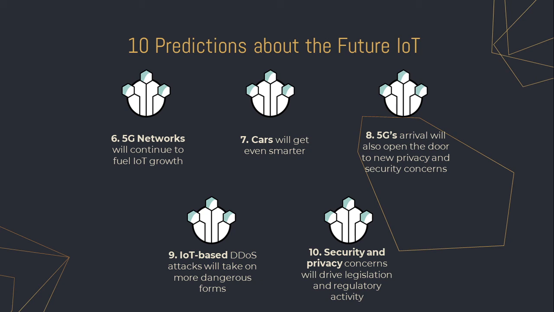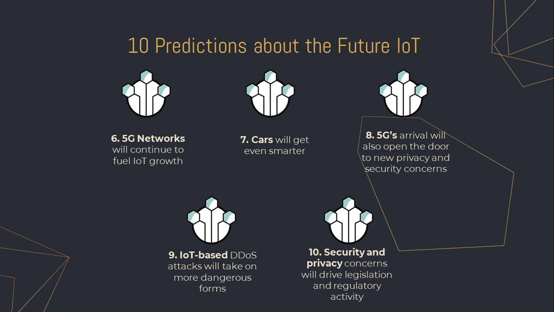And the eighth is, 5G's arrival will also open the door to new privacy and security concerns in time. More 5G IoT devices will connect directly to the 5G network than via a Wi-Fi router. This trend will make those devices more vulnerable to direct attack. For home users, it will become more difficult to monitor all IoT devices because they will bypass a central router. On a broader scale, the increased reliance on cloud-based storage will give attackers new targets to attempt to breach.